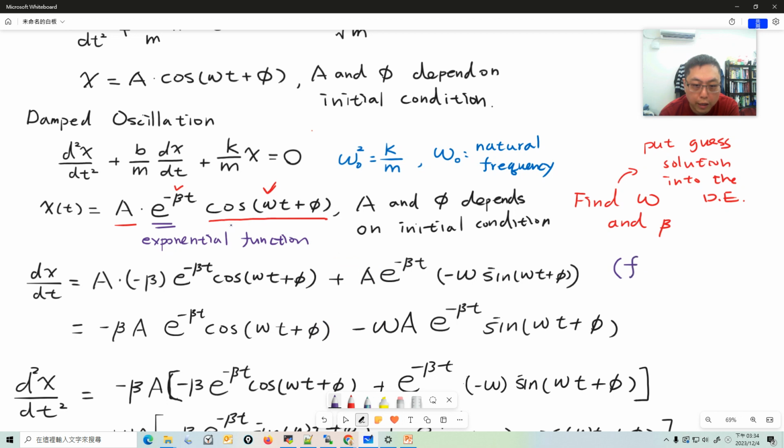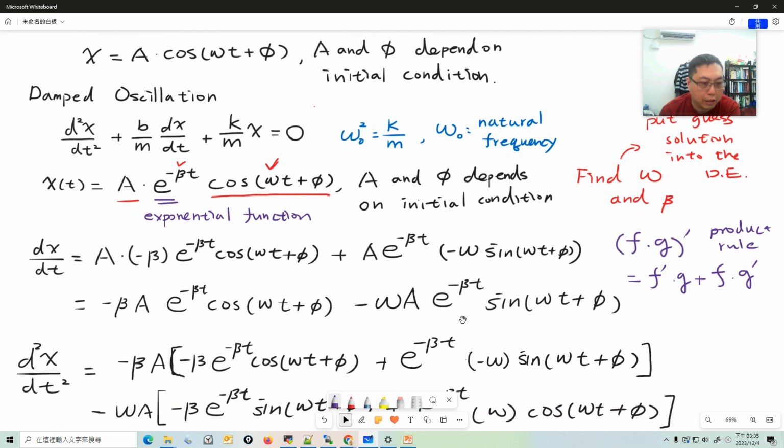What is a chain rule? Suppose we have two functions f and g multiplied together, and when we do the derivative, you will get the derivative of the first term times the second term, plus the first term with no derivative times the derivative of the second term. This is not the chain rule, it's called the product rule. Sorry, it's called the product rule. So we have an exponential function and a cosine function in there. If you do the derivative of x with respect to time, it's lots of work because of the product rule, but eventually you will get these two terms.